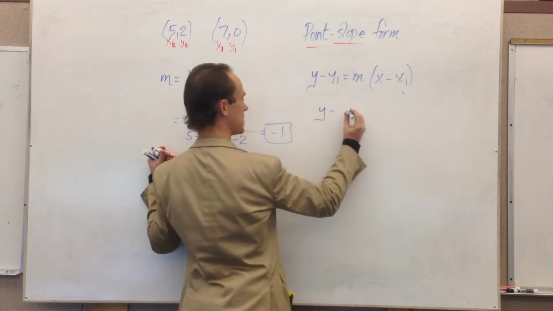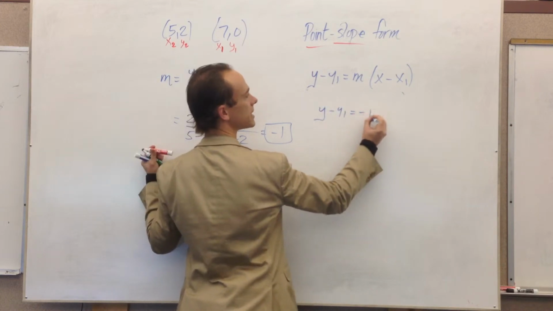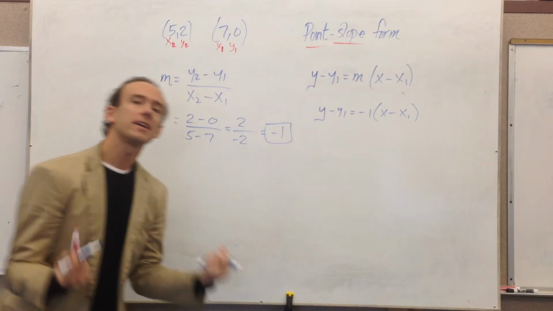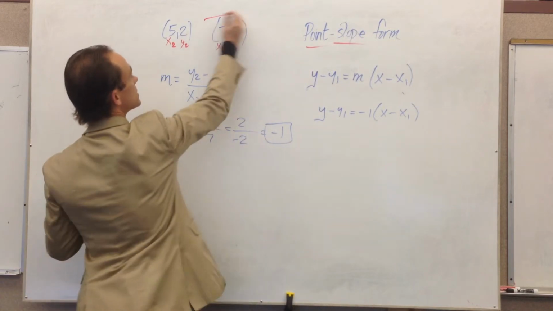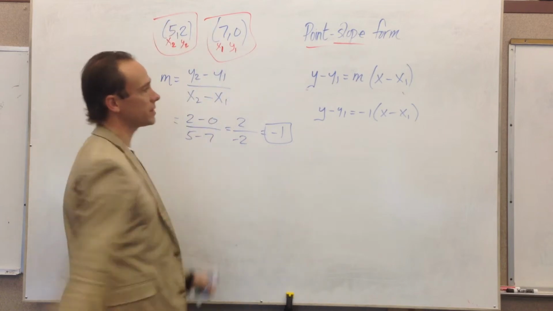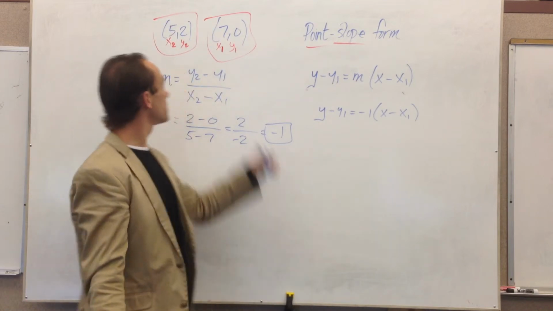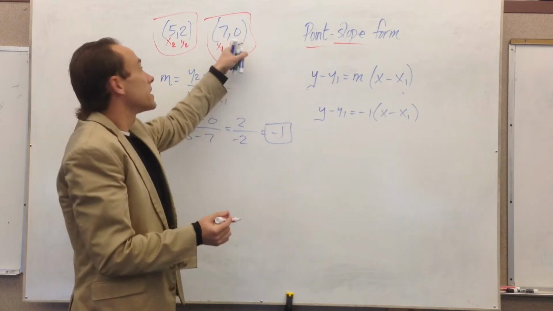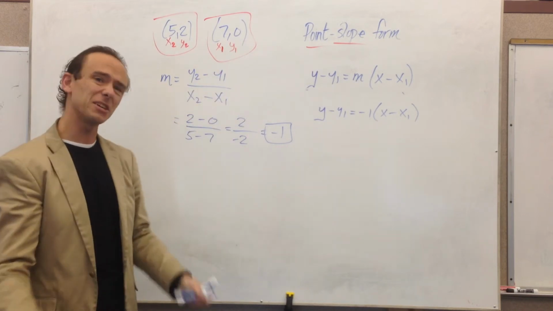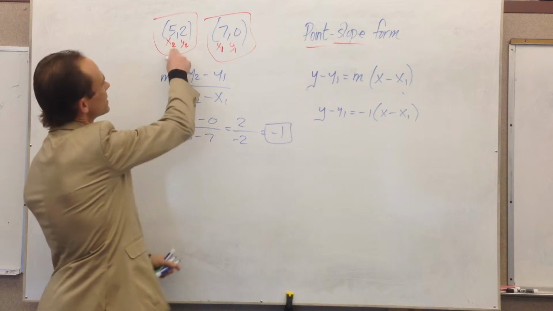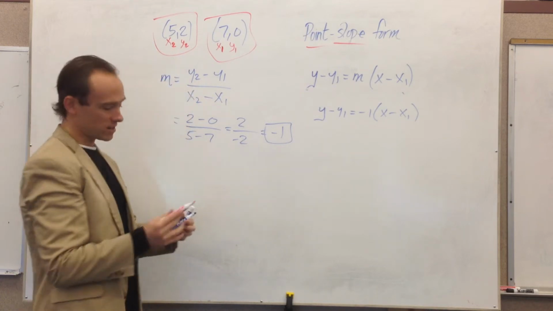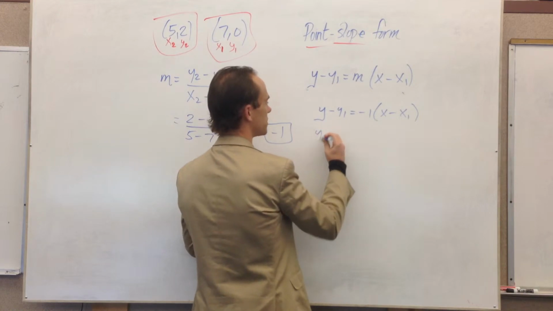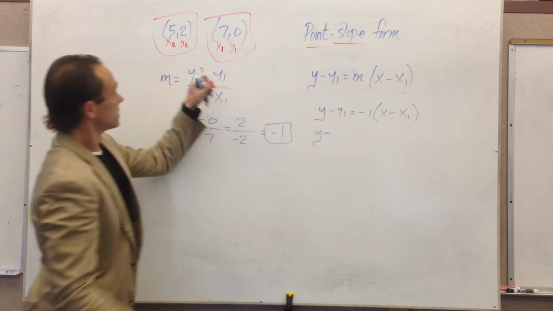So I'm going to go y minus y1 is equal to negative 1 times x minus x1. All I got to do is substitute in one of these known points. And I'm going to be done. I'm going to take this one. Because the 0 is probably a nice one to choose because 0 is such a fun number to work with. But I'm just going to try to avoid using 0. I don't know why. We don't always need reasons.